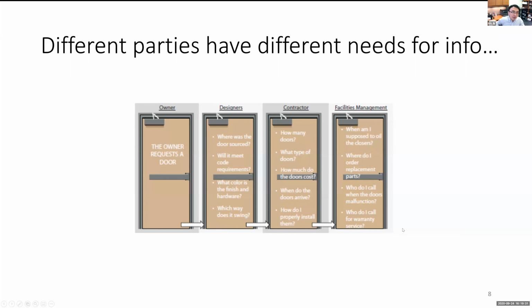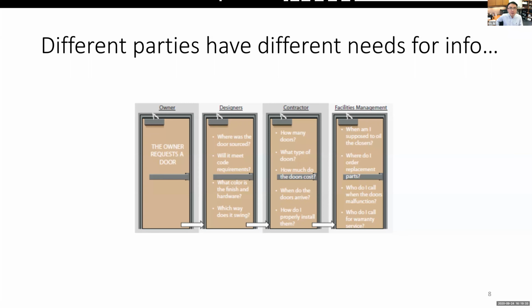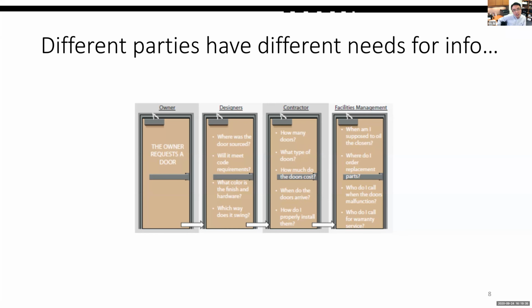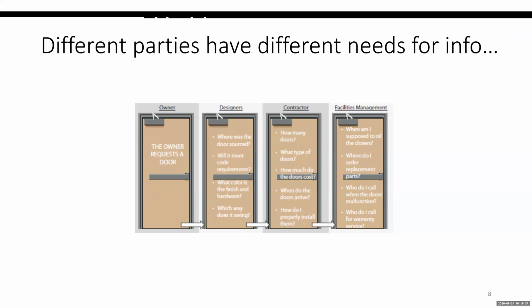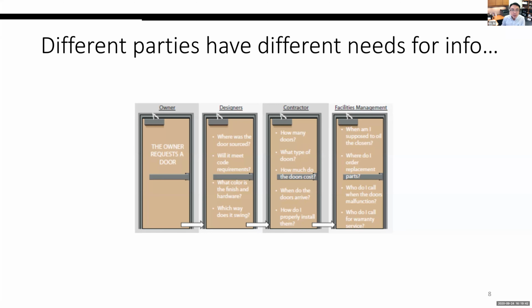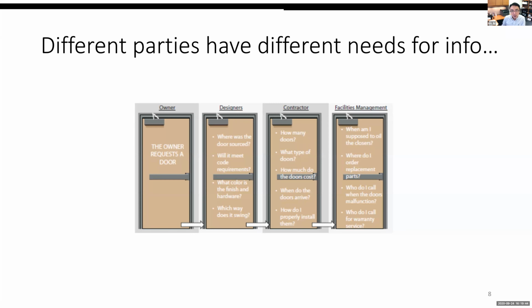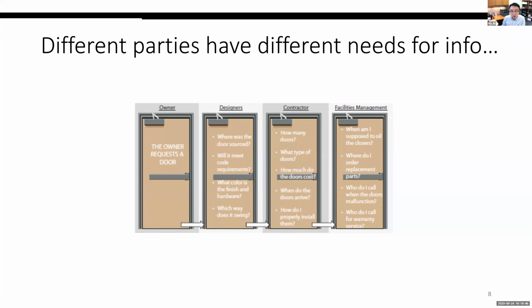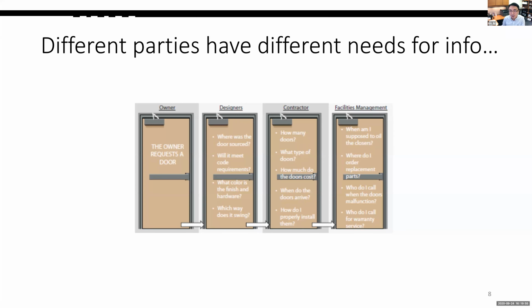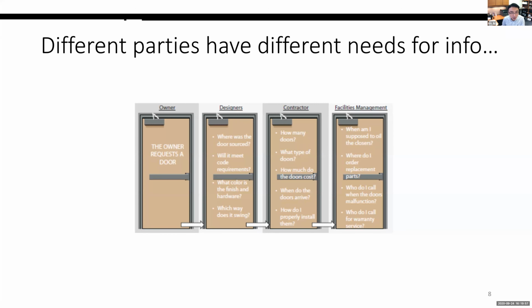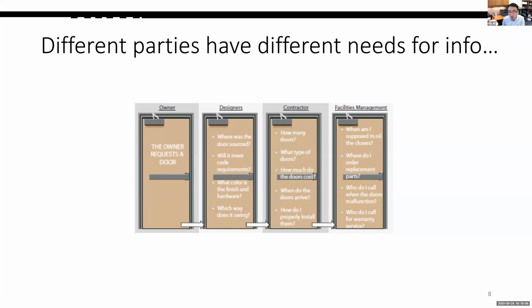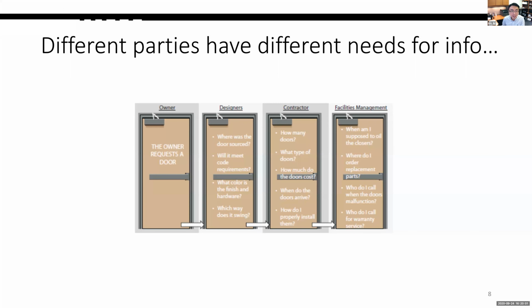And talking about the information, we know different parties have different needs for information. So for example, if the owner needs to design a door, the designers might think about what is the color of the door, what is the material of the door, and how do we meet the code requirements. The contractors might think about the number of doors, the count of the doors, how much the door costs, and how the door would arrive, who is sending the doors.